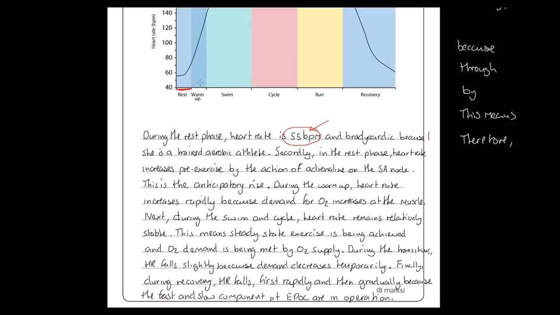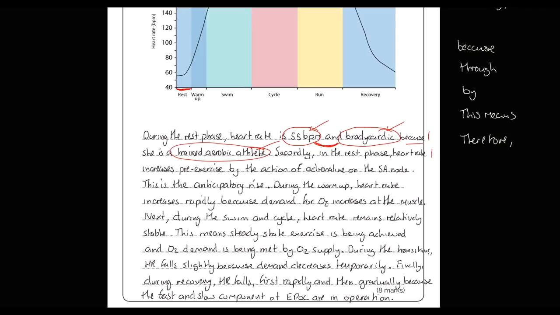So we've got this notion of 55 beats per minute, and we might even get credit for saying bradycardic. I'm going to give myself just one mark for that. Link them up. Okay, so it's resting heart rate below 60 beats per minute, because she is a trained aerobic athlete, so I'm giving a reason. I'm giving because she's a trained athlete. I might get a mark for that. Who knows? Let's see.